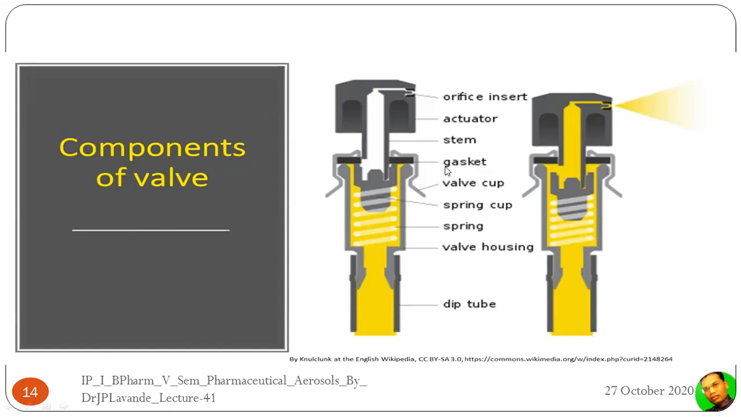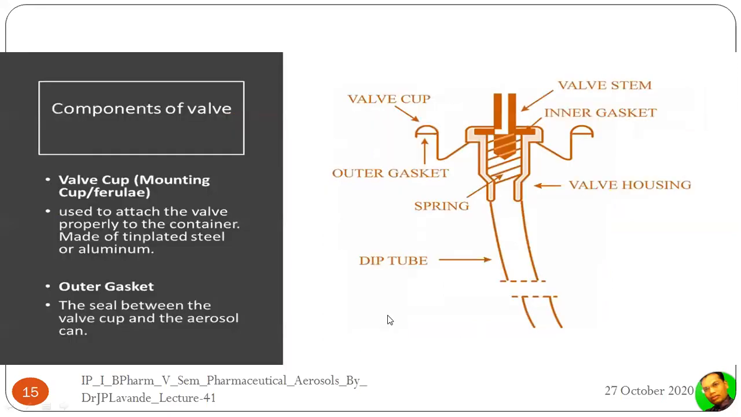There is a stem, there is a gasket, there is a valve cup which is of either aluminum or tin plated aluminum. There is a spring cup. So upon releasing the pressure, it allows the actuator to regain its position by lifting it in the upward direction. When it is pressed, the coil gets compressed. When the pressure is released, the coil regains its shape, and the actuator moves to its previous position. There is a valve housing and there is a dip tube. The dip tube is responsible for carrying the content, the product.